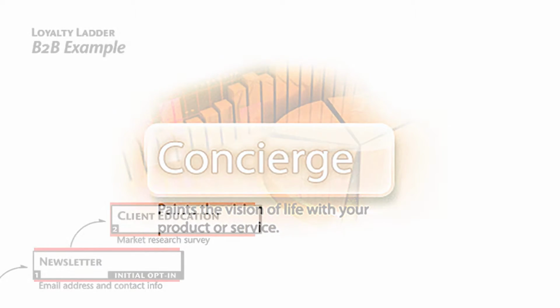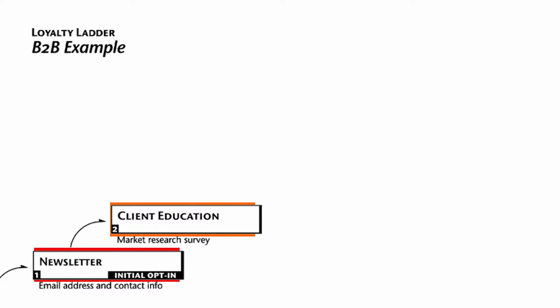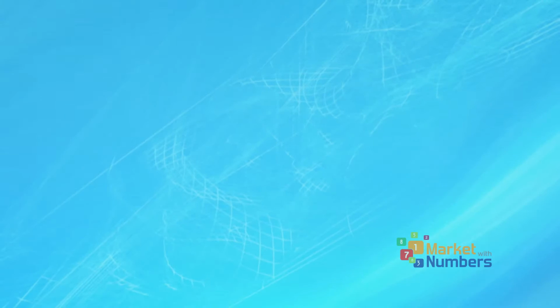Now remember, the job of the concierge is to provide guidance and direction, not dissimilar to a concierge at a hotel. And here the business is providing this level of information in the form of client education. What comes back in exchange is market research and more data. And at this stage, the company is dealing with what we call lookers.